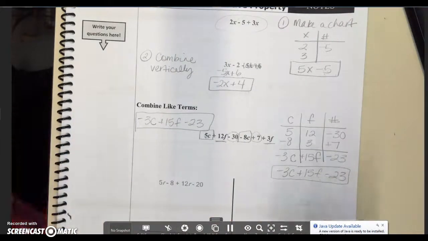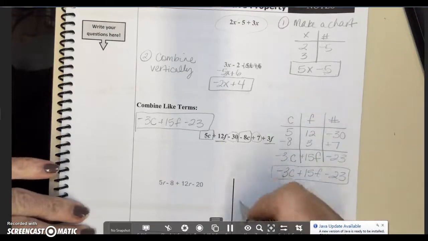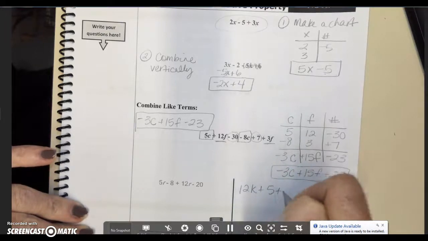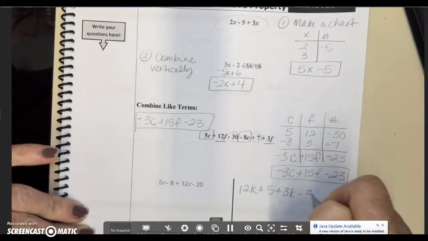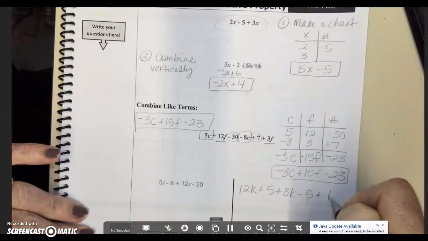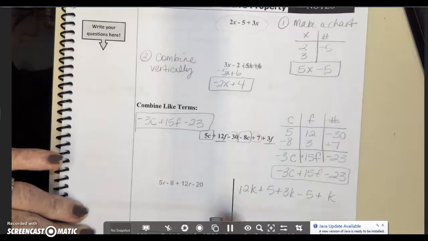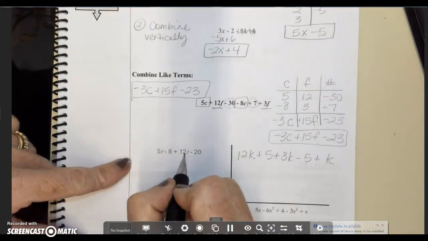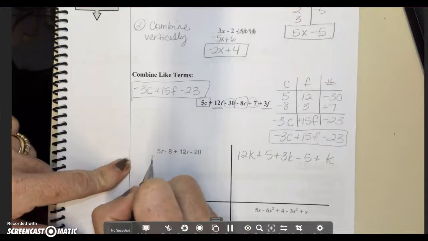Okay, so I want you to go down below and try these first two. Let me give you the second one. Plus 5 plus 3k minus 5 plus k. So I want you to try the first and second down here, and then come back and check your answers against mine. So I'm going to pull this 12r over here.